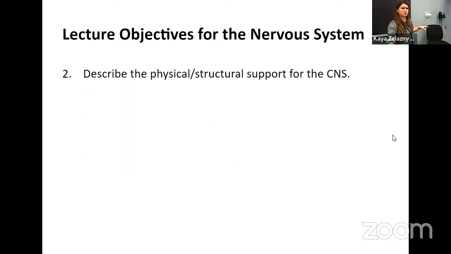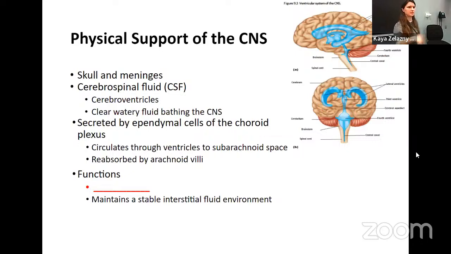So for physical and structural support for the central nervous system, we have the skull and the meninges, which we've looked at in lab. One thing that I wanted to highlight for us here is the cerebrospinal fluid, because looking at a liquid in a preserved body is difficult. So that cerebrospinal fluid is located in the ventricles, these holes inside the brain. It's a clear watery fluid that's created inside the brain and then wraps around and bathes the brain.